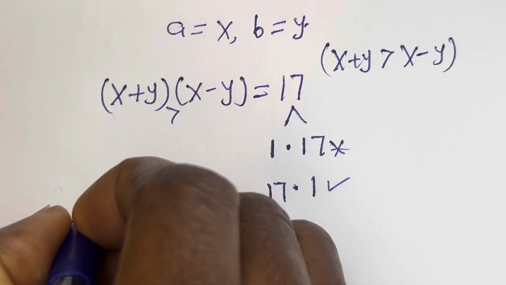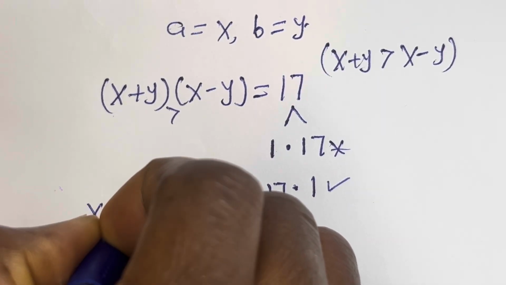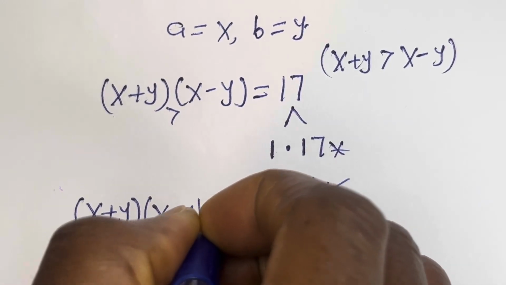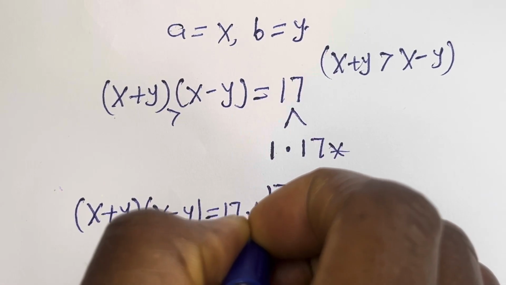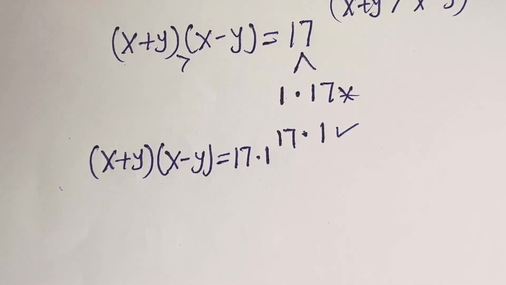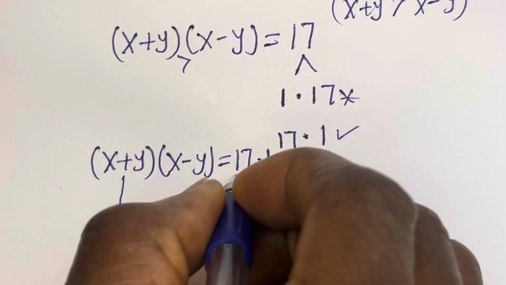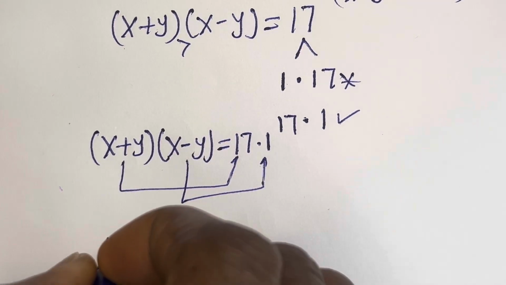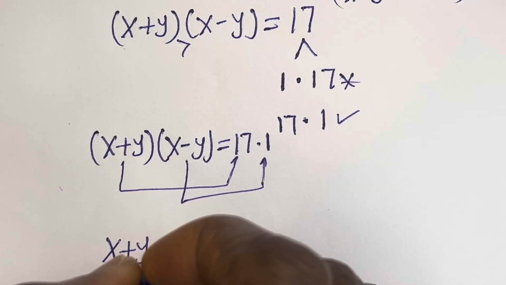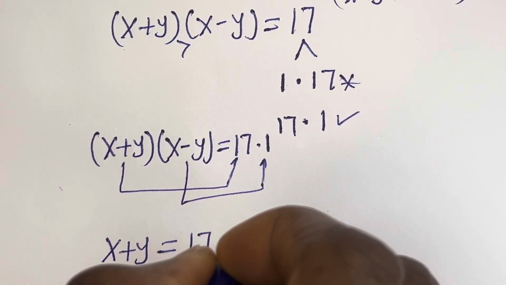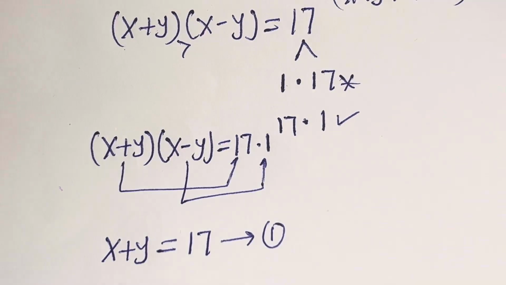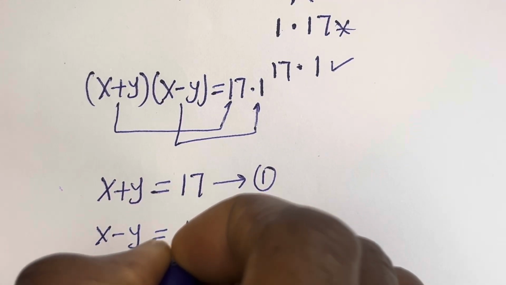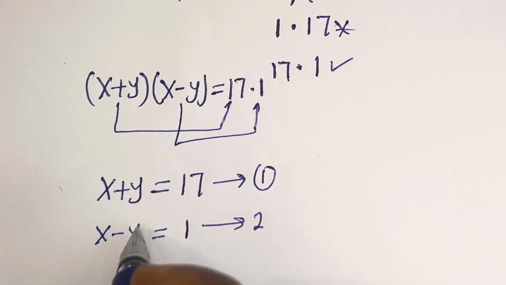We have (x plus y)(x minus y) is equal to 17 multiplied by 1. Then this will go for this, and this will go for this. We have x plus y is equal to 17. This is equation 1. x minus y is equal to 1. This is equation 2. This is a simultaneous equation.